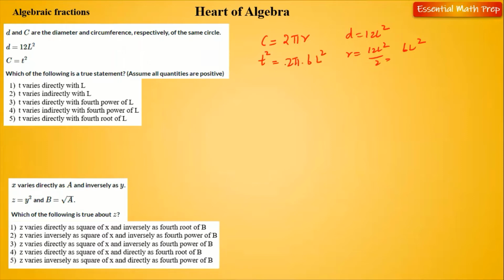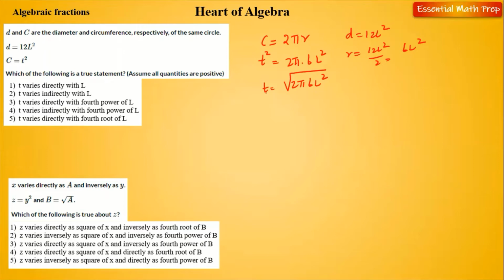You're asked to determine T, right? So T would be the square root of 2 pi 6 L squared, right? Fourth power of L. Okay, let's keep it.